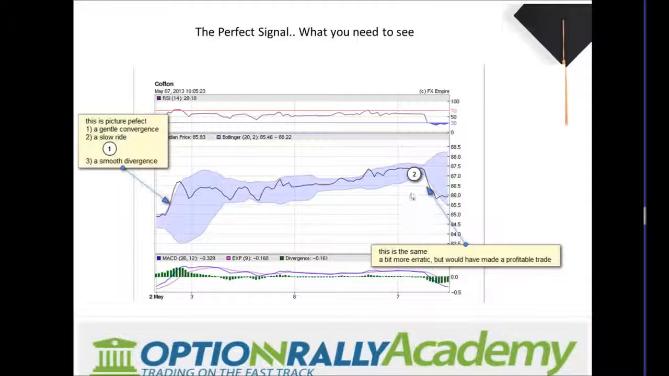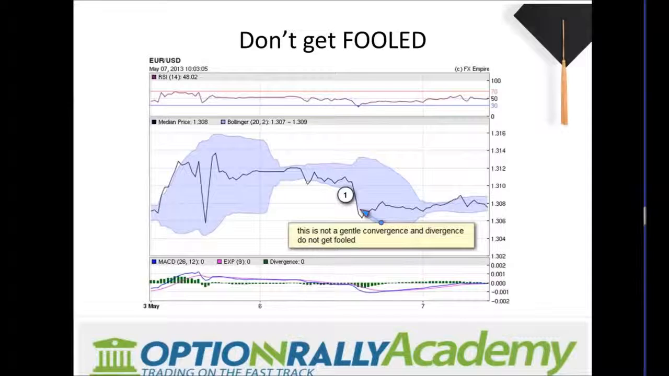Now, if we go to May the 7th, this is the same, but it's a bit more erratic. This was not a very pretty sight, but if you notice here, the price laid on there, and when we're looking at this chart, you have to remember this is a half hour at least that it laid on there, and then it broke out and continued down for at least a good part of the day. So this was a clear-cut signal that you could have made profit. What you're looking for is something that is gentle.